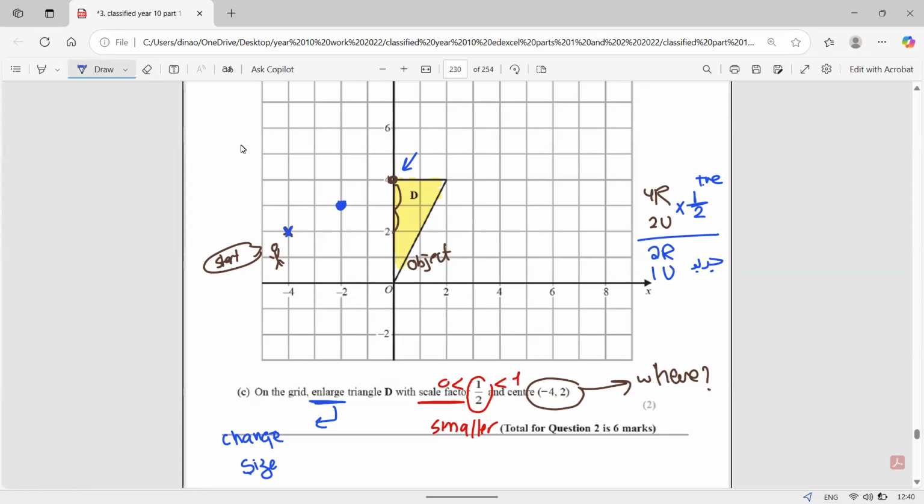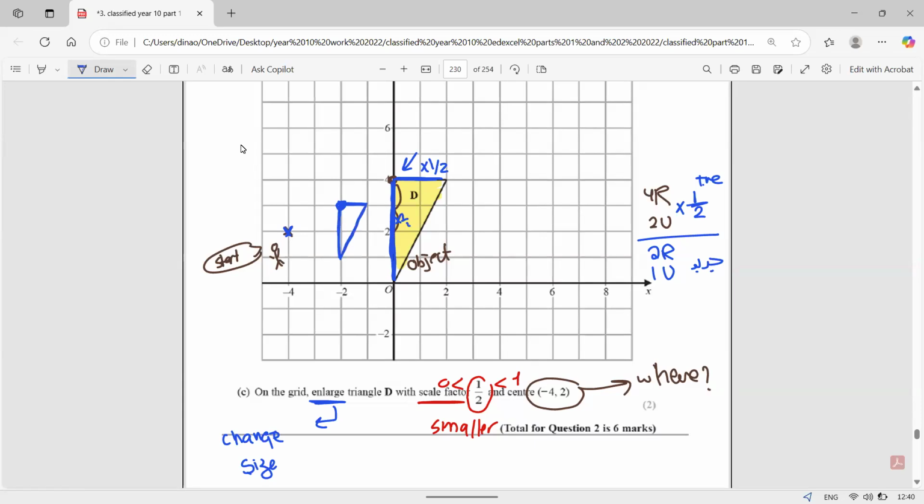Draw the shape, multiplying every side by the scale factor, and don't change its direction. This brown point has 2 squares to the right. Multiply by the scale factor, half it. So 1 square to the right, no changing of direction. This brown point has 4 boxes going down. The vertical line is 4 squares. Half it, multiply by half. So just 2 squares down. And then you just join to get your triangle.